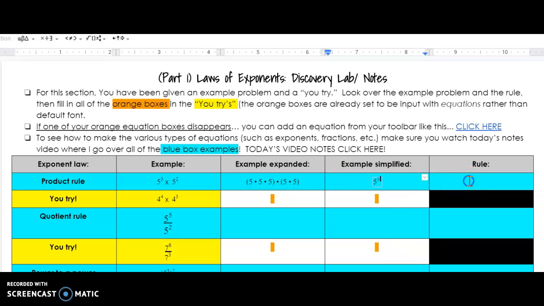Okay? And so the rule for this one, if you notice, 3 and 2. What do you think happens to 3 and 2 to give you 5? Think about it for a sec. Right, you would add 3 and 2 together. So the rule here is to add the exponents. Okay, so that's the first example.